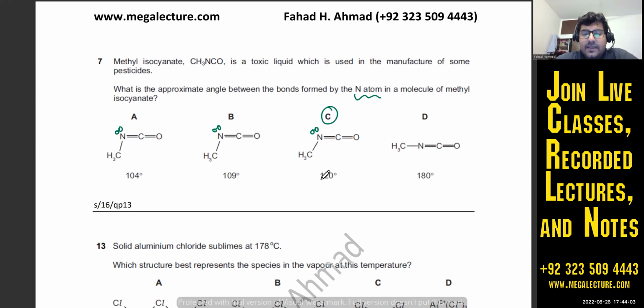Why C? How many pairs of bonds? That's 2 bond pairs. You've got a double bond and a single bond. One pair over here, one pair over here. And you've got one lone pair. So look at it as two bond pairs plus one lone pair. You've got three things repelling each other. So what would be the angle if you've got three things? That's going to be 120 degrees.